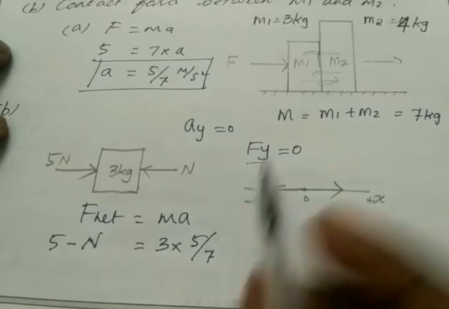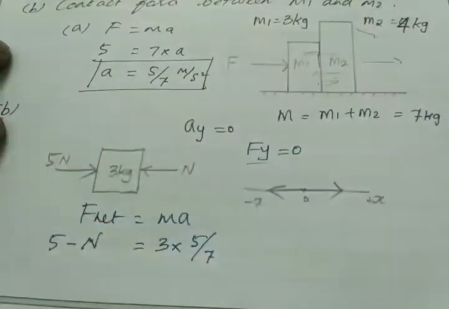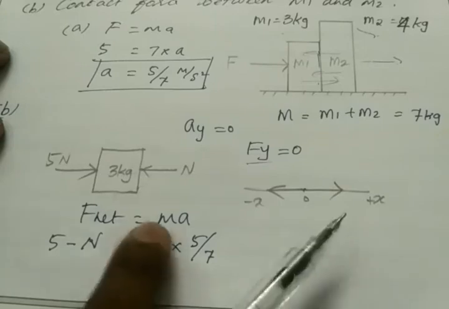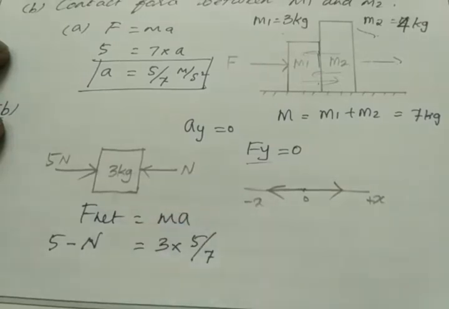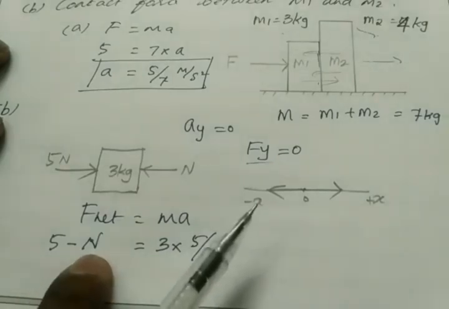Okay, the object moves in this direction. The net force acts in the positive x-axis. Clear? Net force acts in the positive x-axis. Clear? So mass into acceleration. From this equation, we can find the value of the normal force, that means the contact force between the two masses.